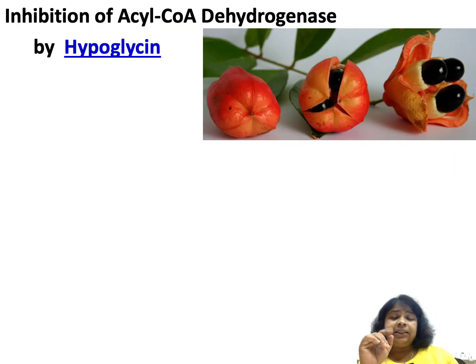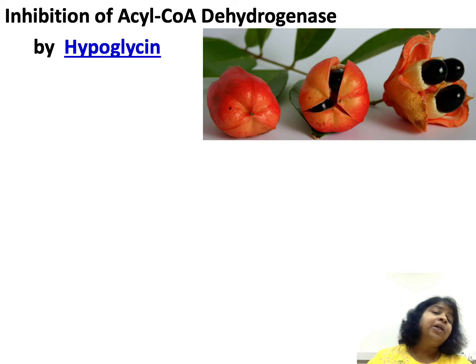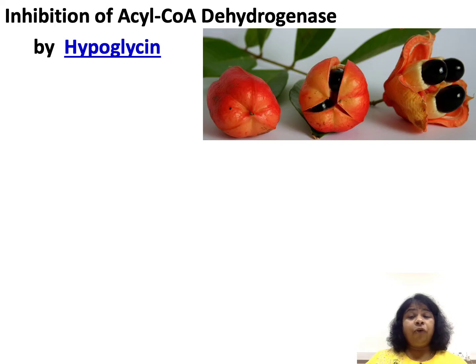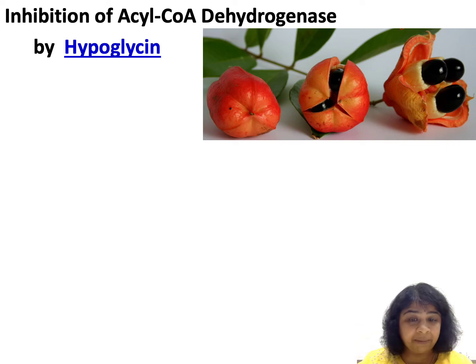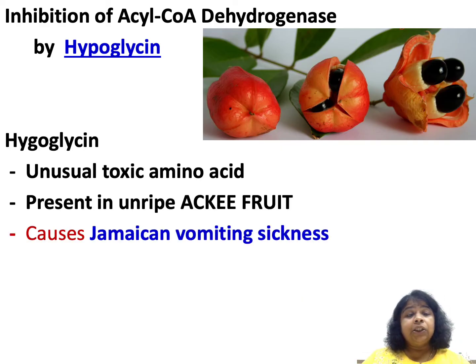We'll look at one slide about an inhibitor of acyl CoA dehydrogenase. So, this is a fruit. This is called the ackee fruit, present in Jamaica. This is seen in Jamaica, ackee fruit. So, in this ackee fruit, the unripe ackee fruit, not the ripe ones, unripe ackee fruit contains a toxin called hypoglycin, which will inhibit the action of acyl CoA dehydrogenase.